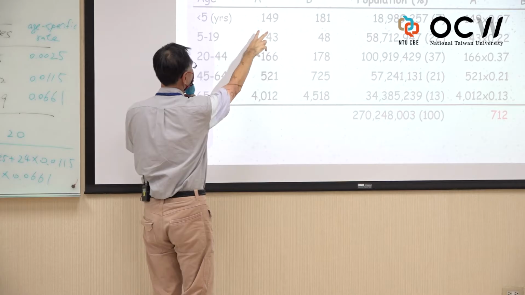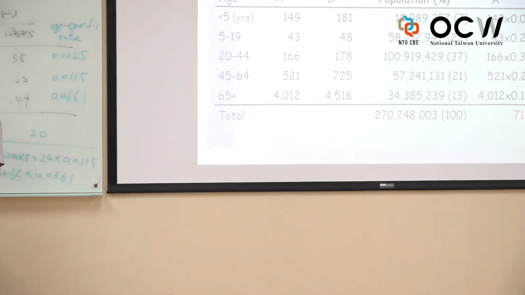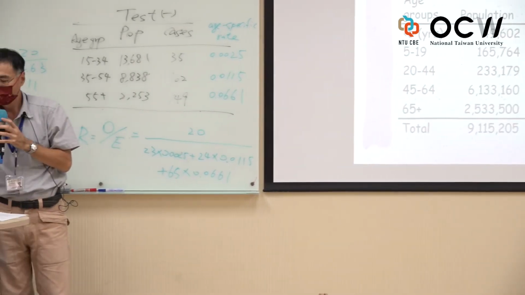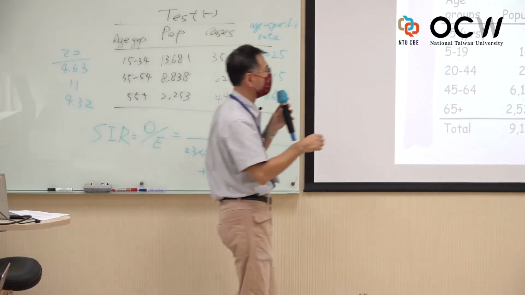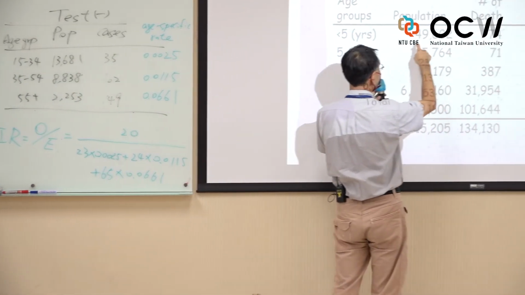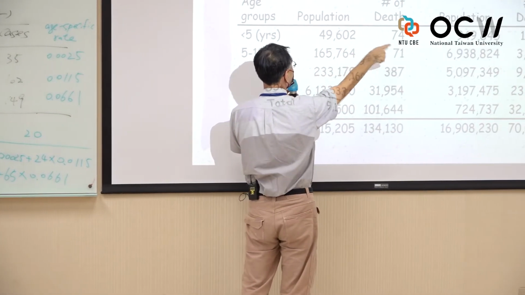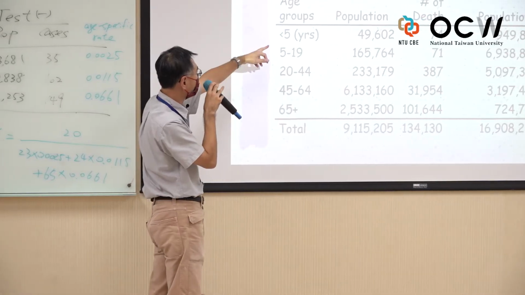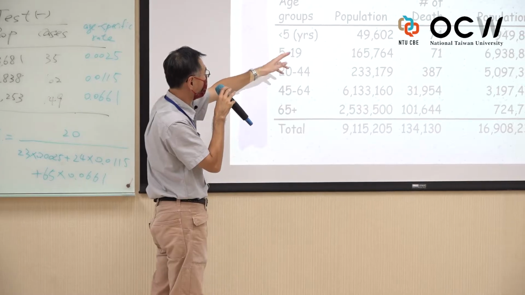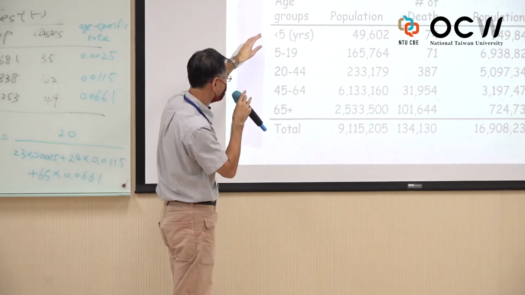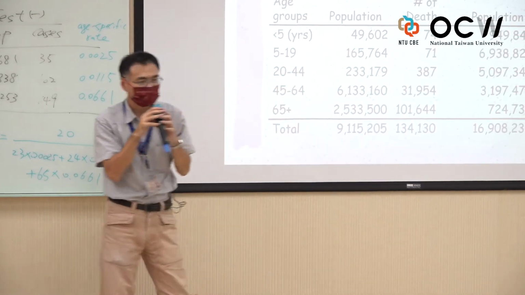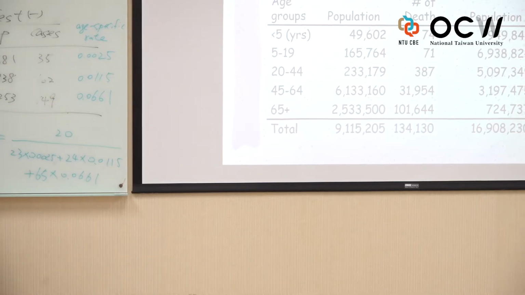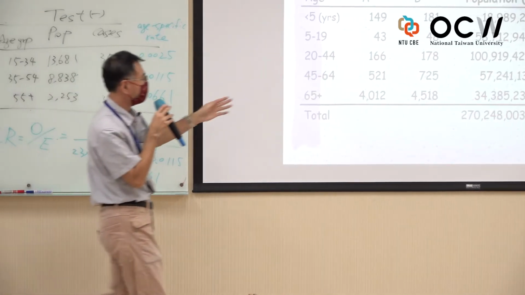Okay, and the rate is from the previous slides. If we do the calculation, 74 divided by 49602, that's the age-specific rate for the age group younger than 5 for country A. They do the calculation for every stratum, and do exactly the same thing for country B. Then you get the information here.